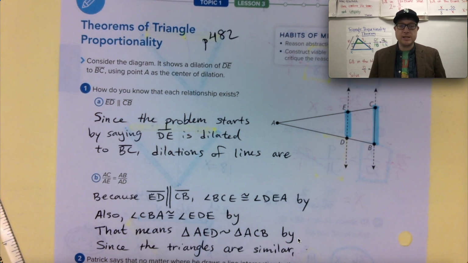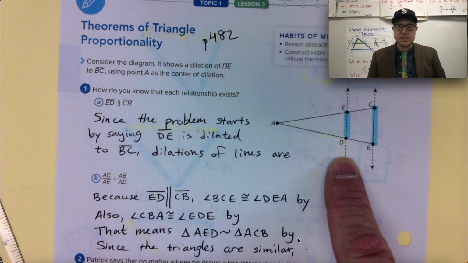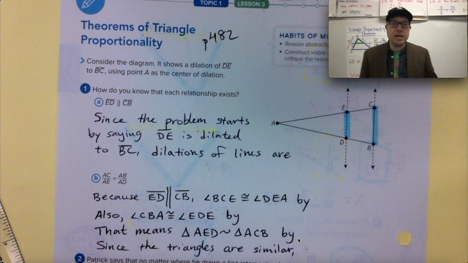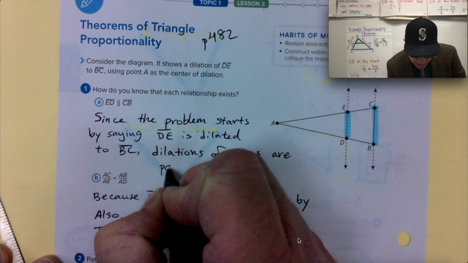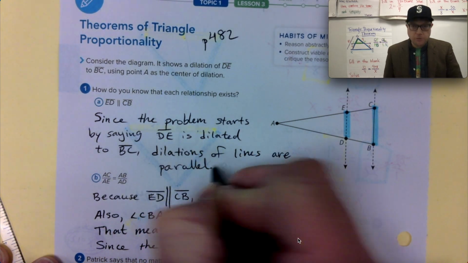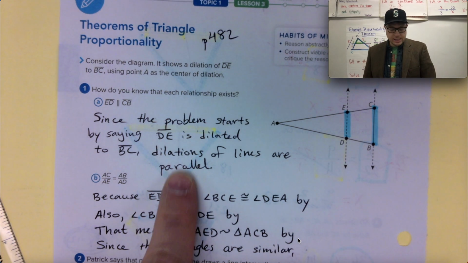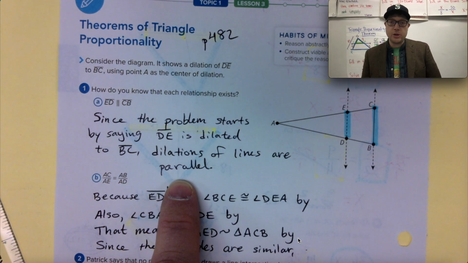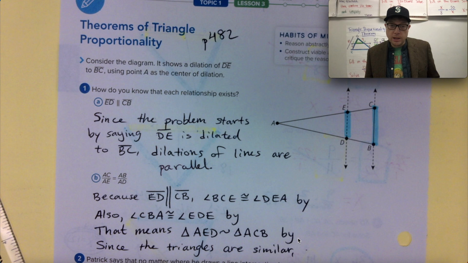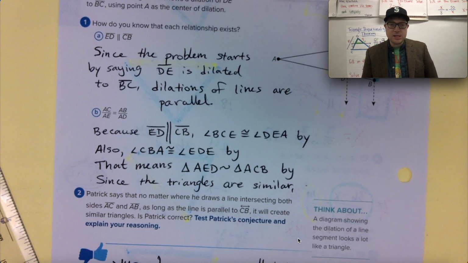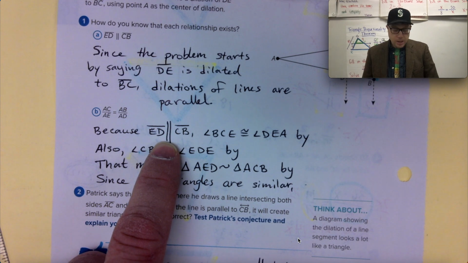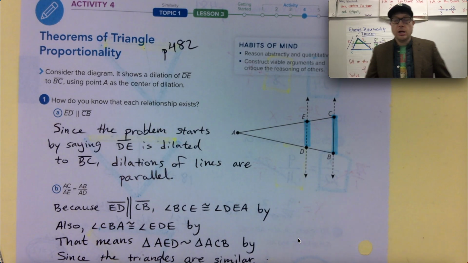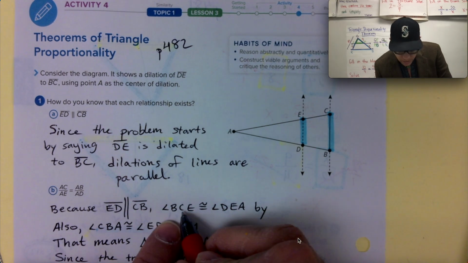Well, when we're starting from the idea of dilation, the problem starts by saying that DE is a dilation of BC. Dilations, last video, dilations produce parallel lines. So therefore, just that little fact right there is that those lines, in fact, are parallel. Now, because those two line segments are parallel, then parallel sides cut by transversals create congruent angles.